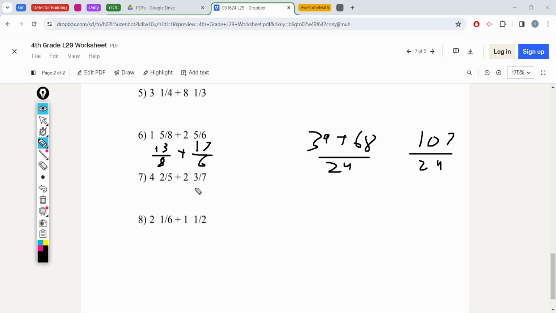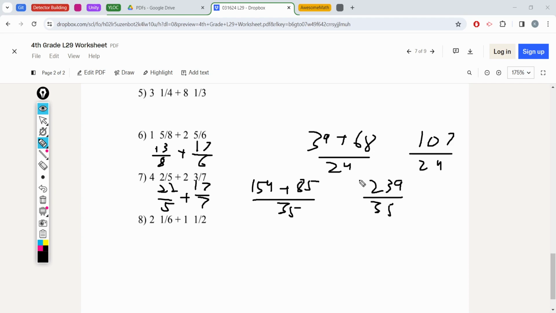4 and 2/5 plus 2 and 3/7. We get 22 over 5, and then 17 over 7. And then you get 154 plus 85 all over 35. And so that will give you 239 over 35.